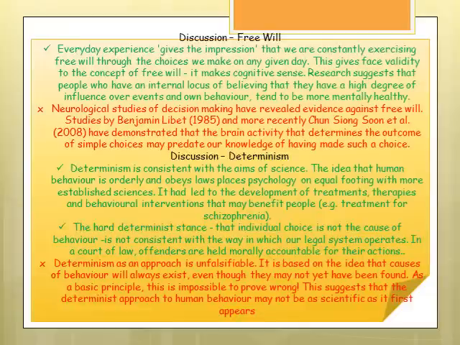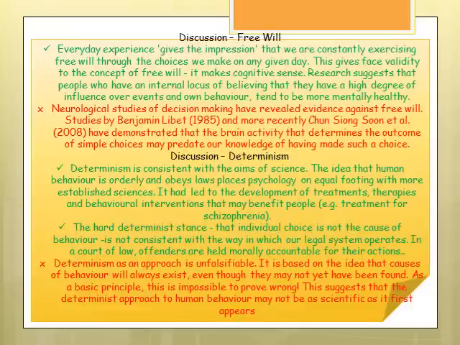However, some research suggests that we don't have free will. Neurological studies of decision making have revealed that the brain activity that determined the outcome of simple choices may predate our knowledge of having made such a choice. So actually, we don't have free will. Our brain has already made that decision before we think that we have made that free will choice.